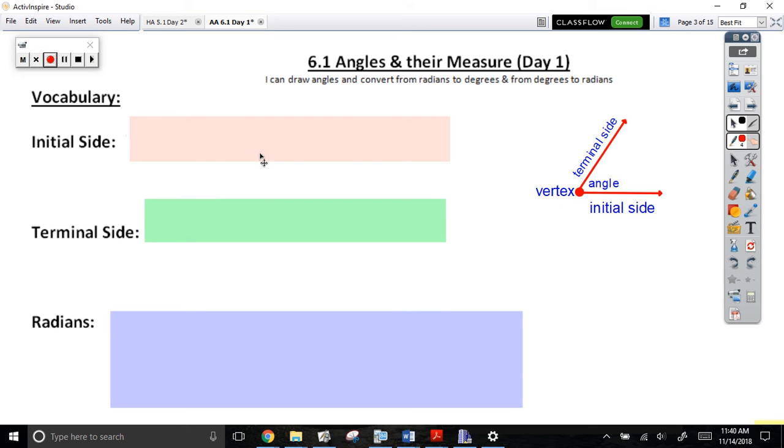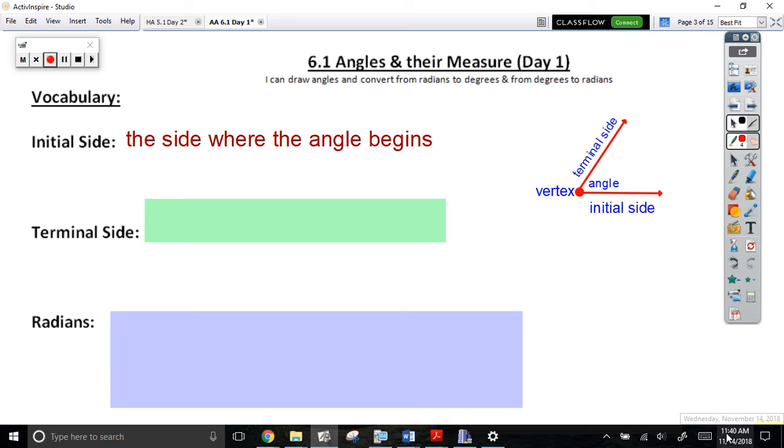All right, so the initial side is the side where the angle begins.